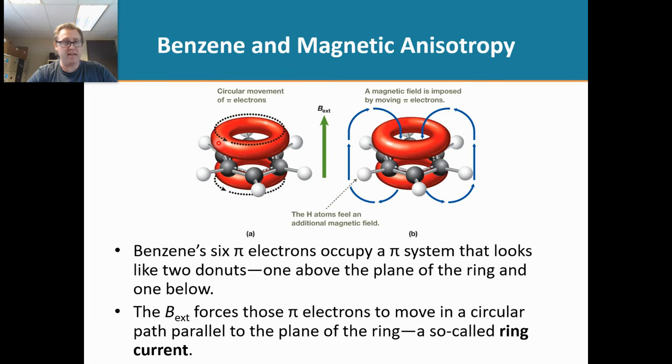When you take benzene and put it in an external magnetic field, the electrons start moving in a circular movement shown by these dotted arrows right here. And when the electrons start spinning in that circular fashion, you're going to generate a ring current.